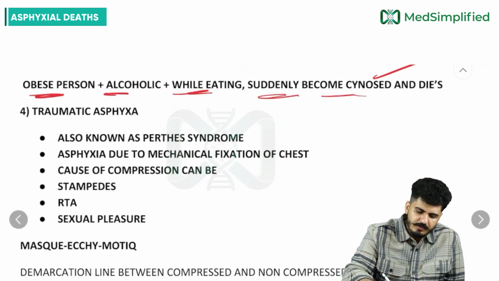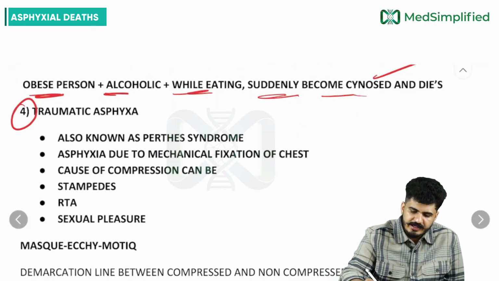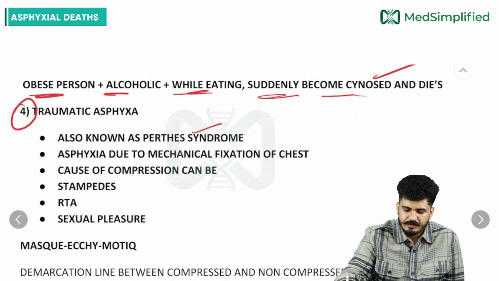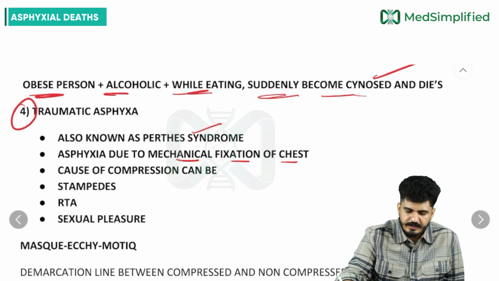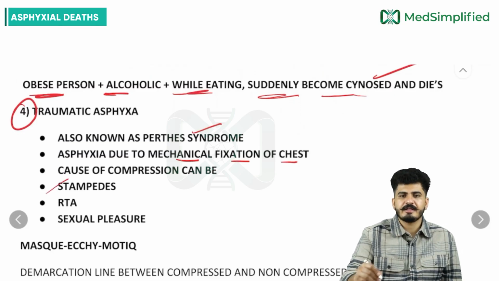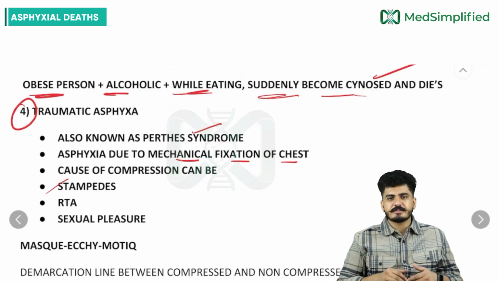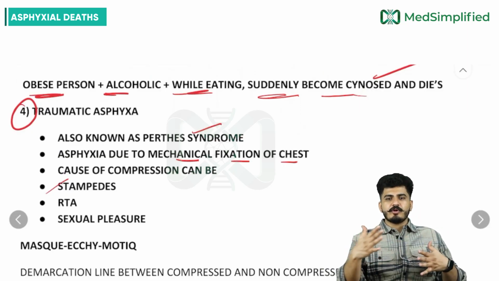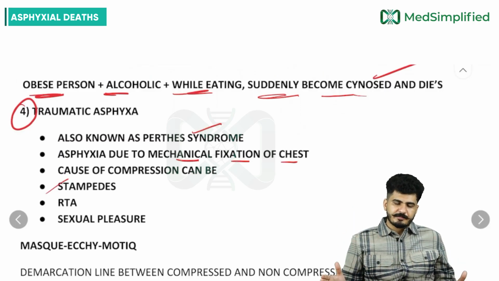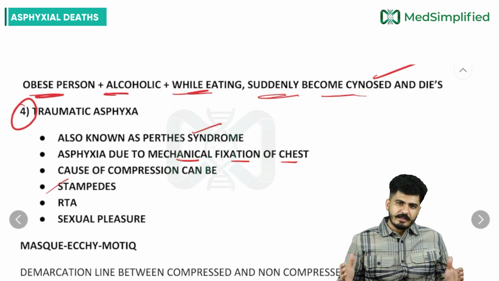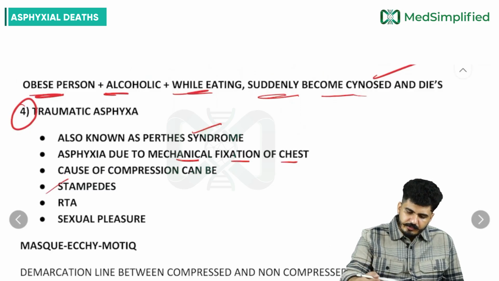Now we'll talk about the fourth thing, that is traumatic asphyxia, also known as Perthes syndrome. Perthes syndrome is asphyxia due to mechanical fixation of the chest, and the cause of compression can be a stampede. If a stampede is there, you might fall down and people run onto your body. Because of the weight on the chest, the lungs will not expand, there is no breathing, and the person will die. This is traumatic asphyxia.